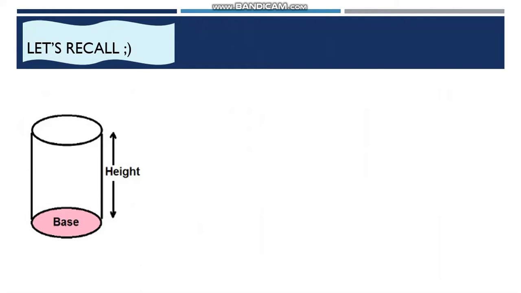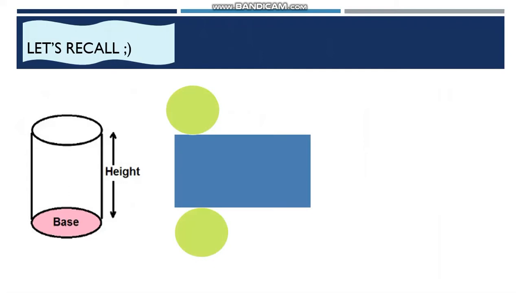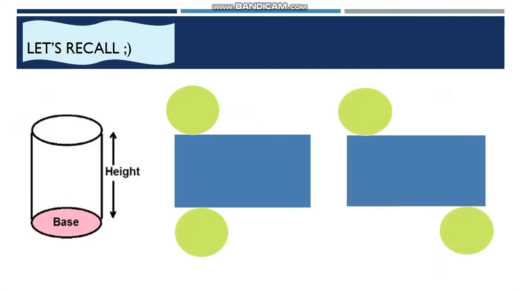Let's look at it. When we open the cylinder, we can face this shape. This is the net of the cylinder, and the green ones are the bases, and we can name the radius as r. There are two bases on a cylinder, and a rectangle surrounds these two bases. Yes, this is the height of the cylinder.